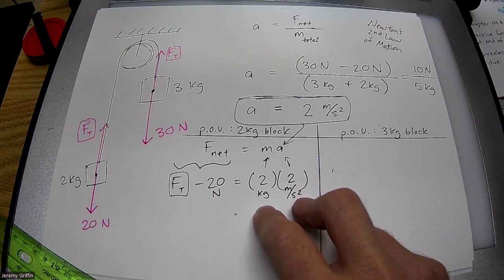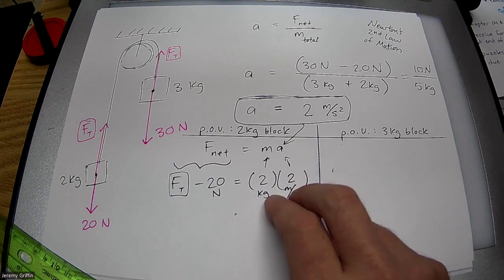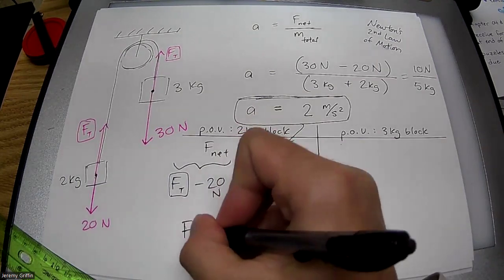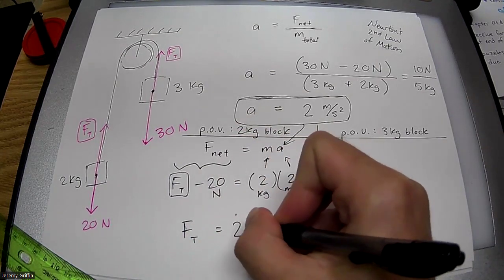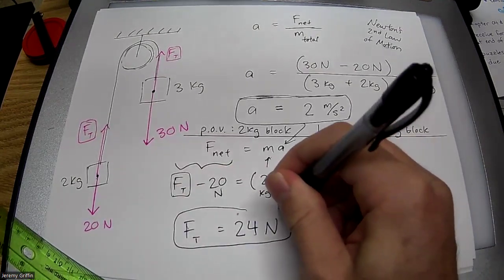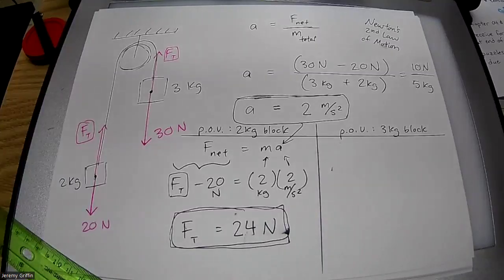For what? What's the unit? Newtons, 4 newtons. Kilogram meter per second squared. That's a newton of force. Right? Guys, 4 newtons here plus 20 newtons here gives you what? 24 newtons. Oh yeah, exactly what Zach was saying. 24 newtons. All right.